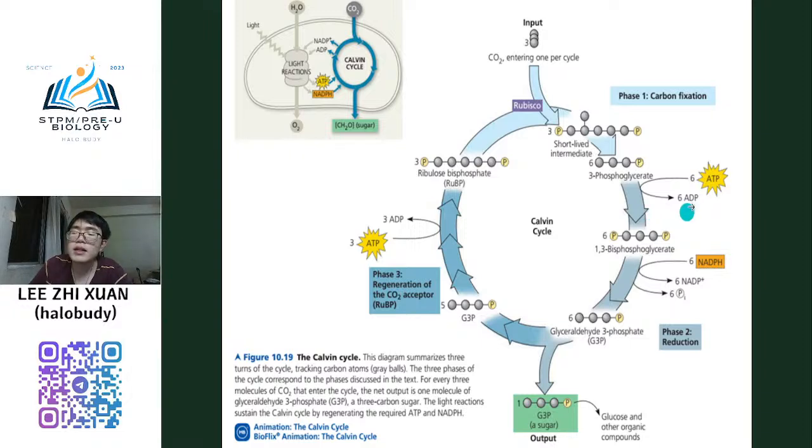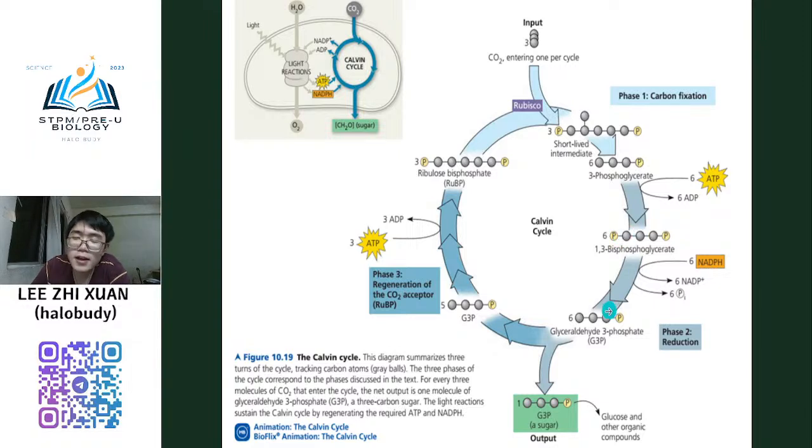And then it will undergo a reduction process, phosphorylated by using ATP. So this will use 6 ATP, because each molecule will use 1 ATP. So altogether there will be 6 ATP here, to form 1,3-biphosphoglycerate. This we call the phosphorylation process. Another phosphate group is added at carbon number 1.